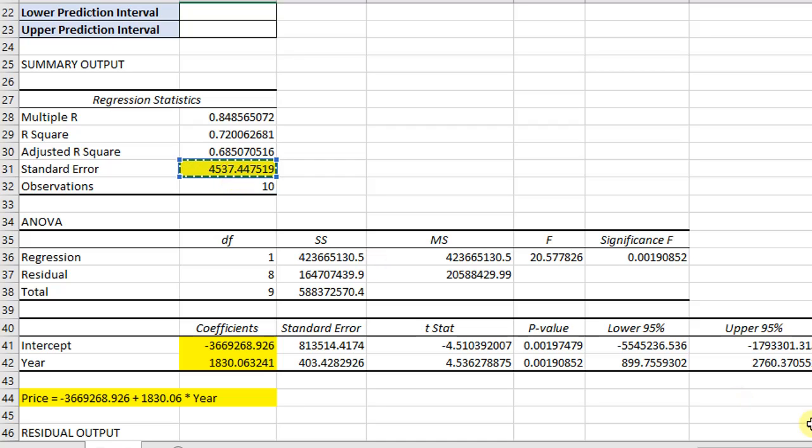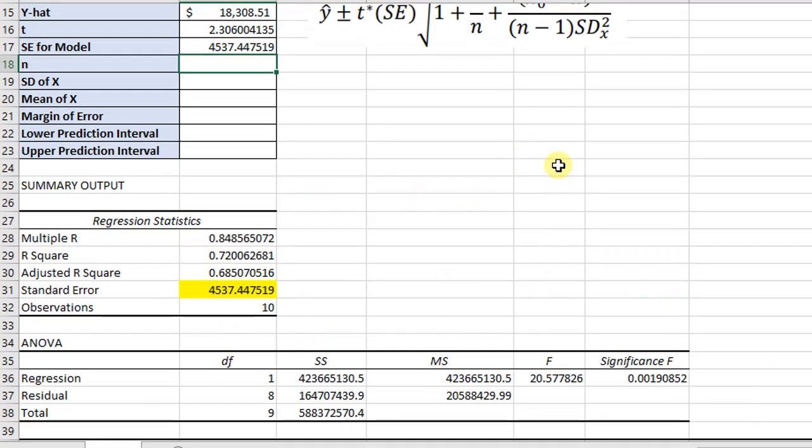Just put that cell reference. So there it is. It's from the regression statistics. You'll see it right there. That's the standard error that we want. Press enter. All right, your sample size is 10.